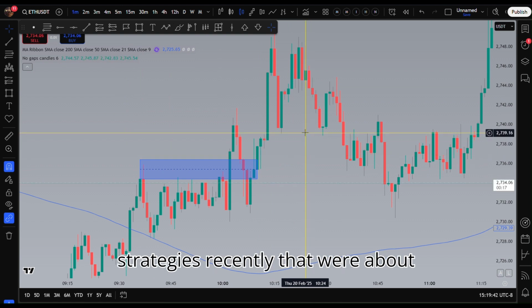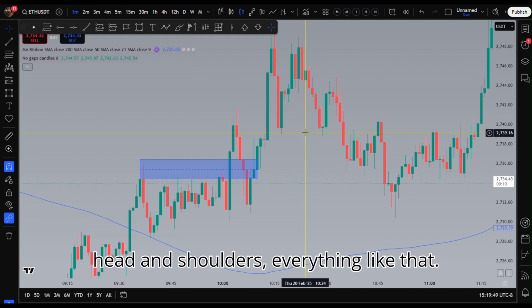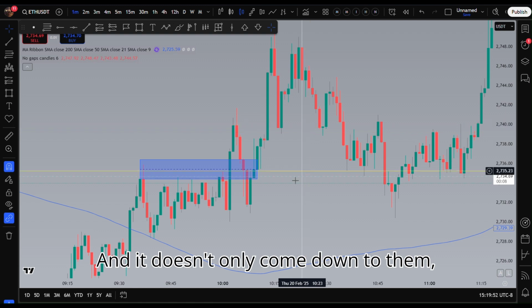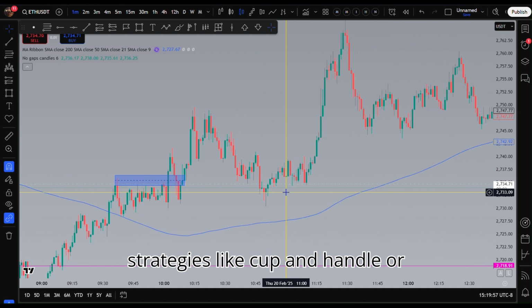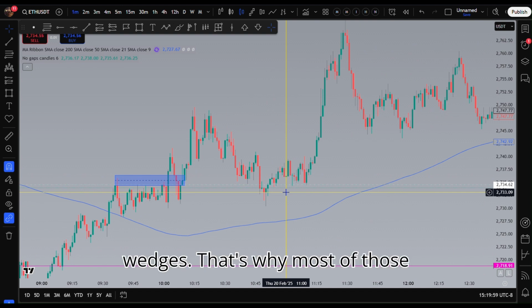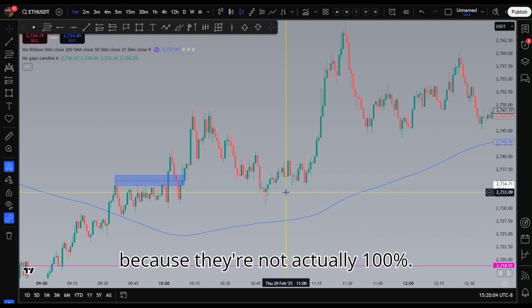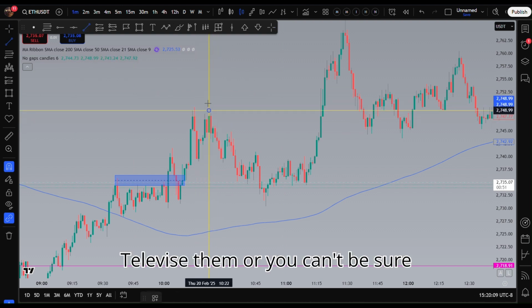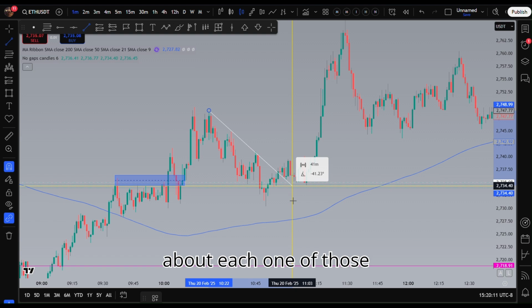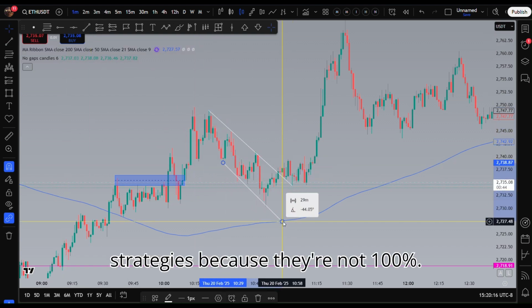That's why many of the strategies recently that were about bounces from area of interest or EMA, Head and Shoulders, everything like that, and it doesn't only come down to them, it's also other strategies like cup and handle or wedges. That's why most of those strategies have recently been failing, because they're not actually 100%. You can't be sure about each one of those strategies because they're not 100%.